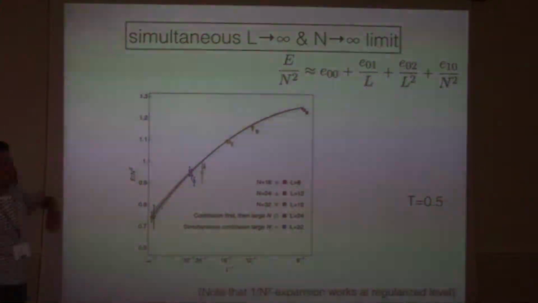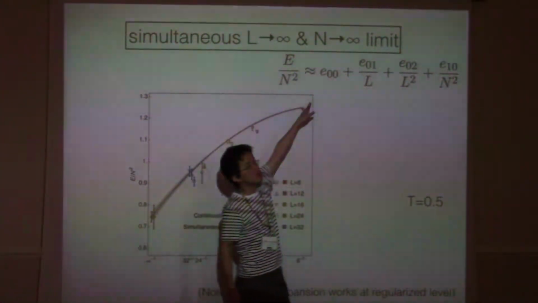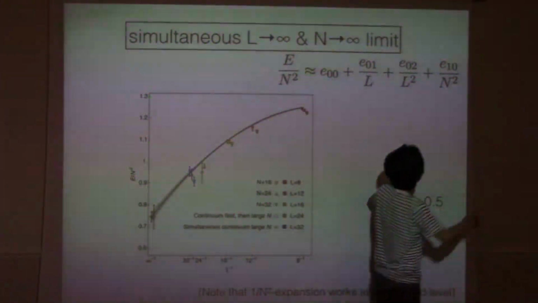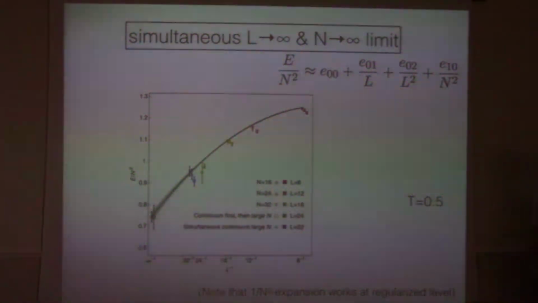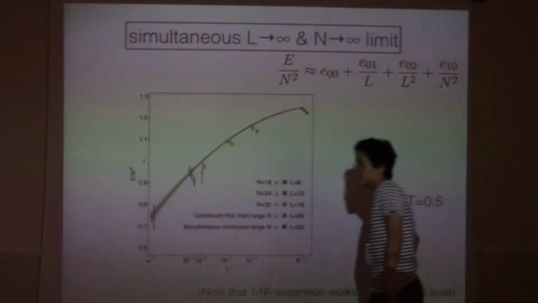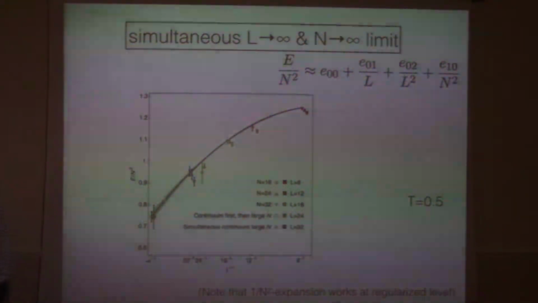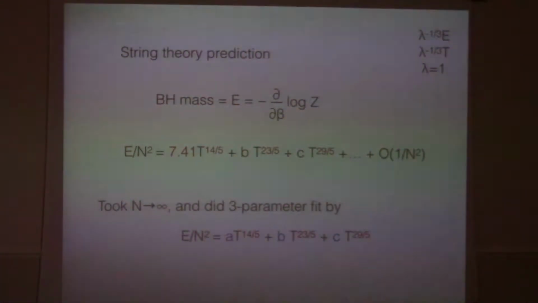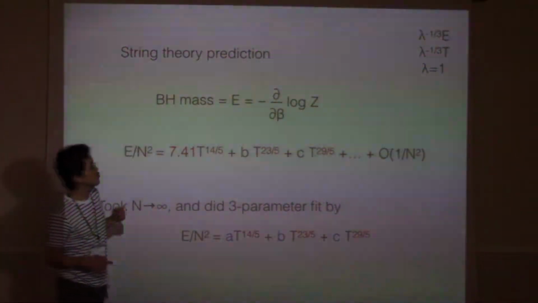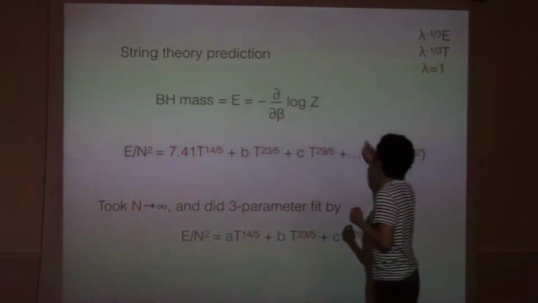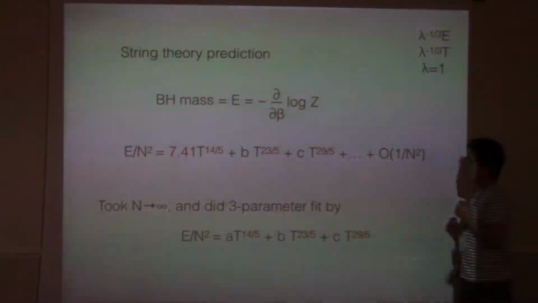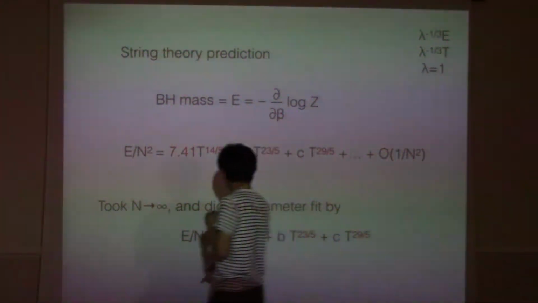From these coefficients, we can estimate the large n continuum result, and also the 1 over n correction in the continuum. So this was the result we wanted to test. We got the large n continuum result; the large n continuum should be this piece, and this part is the 1 over n correction. Let's see if we can reproduce this result.